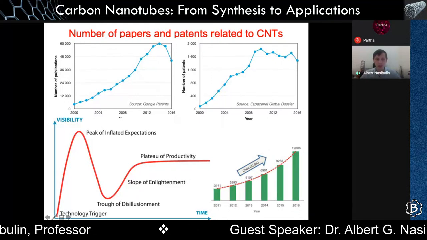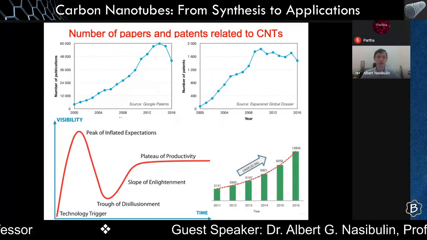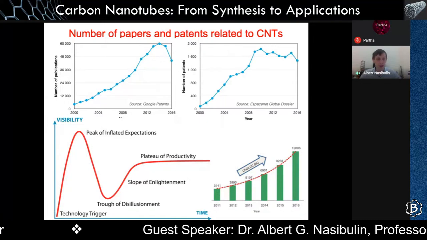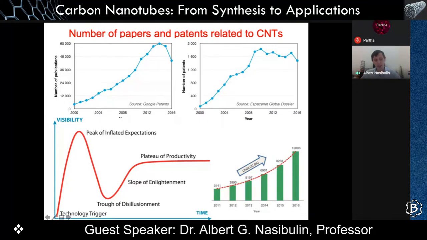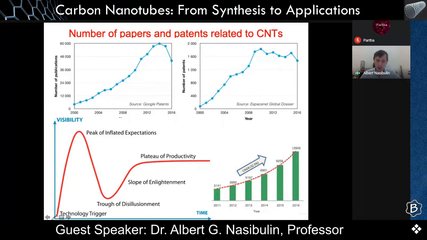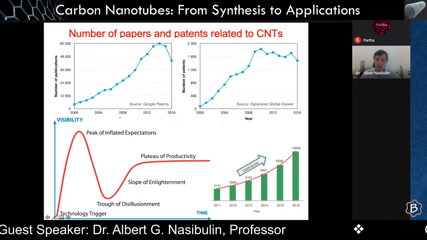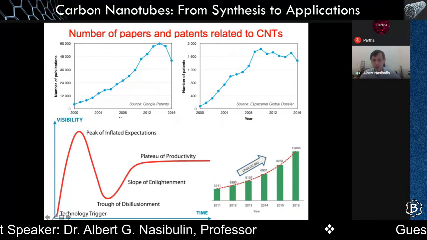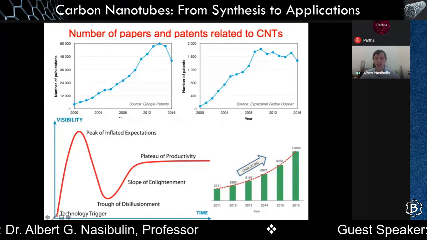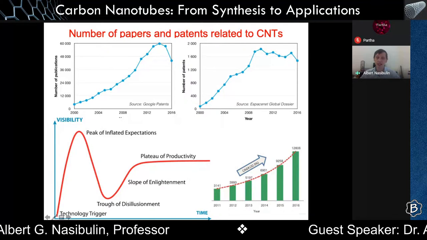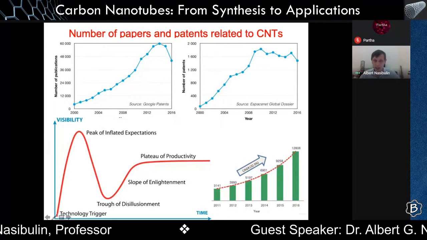Maybe around 2014, people realized that there are some other materials, and that carbon nanotubes do not immediately give you the results which are needed. Then we see a drop in the interest. However, in the future, hopefully we are already somewhere here, we'll see the slope of enlightenment, and then we'll come to the plateau of productivity. This interest is solely explained by the industrial interest in this material. If this is fundamental, this is the industrial one.